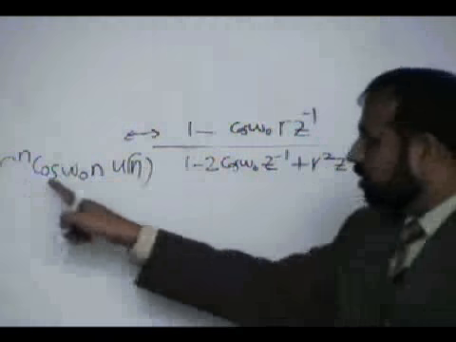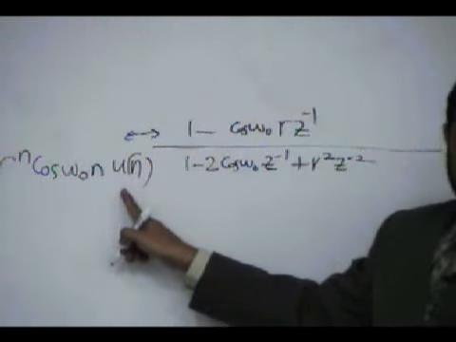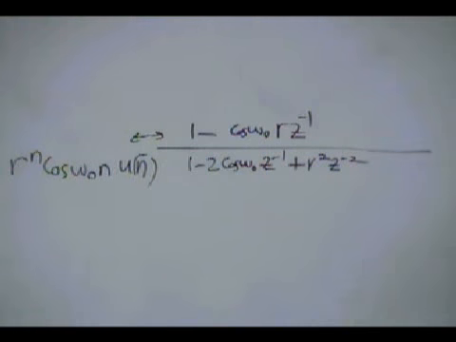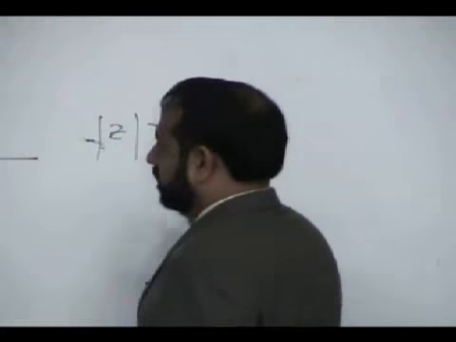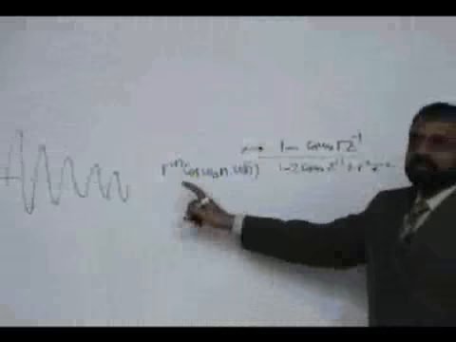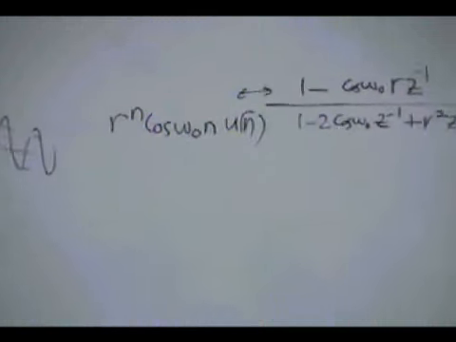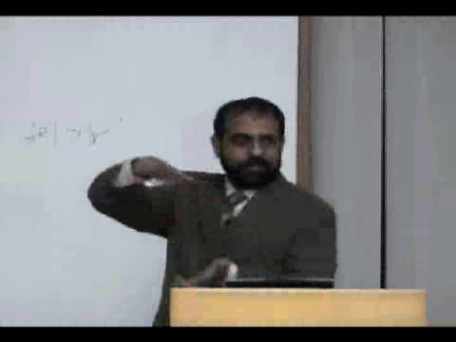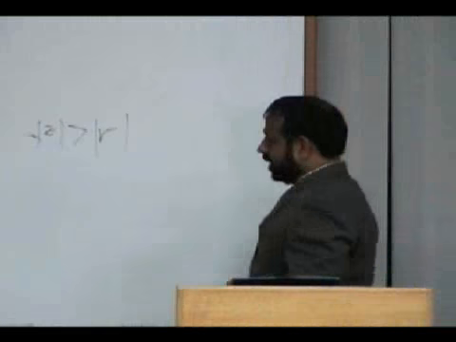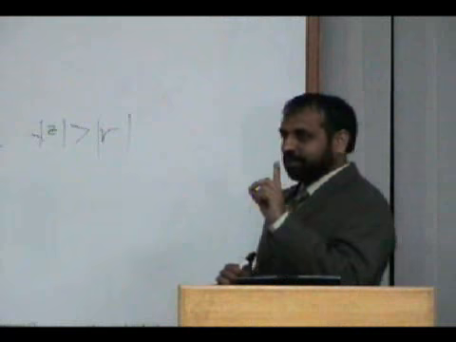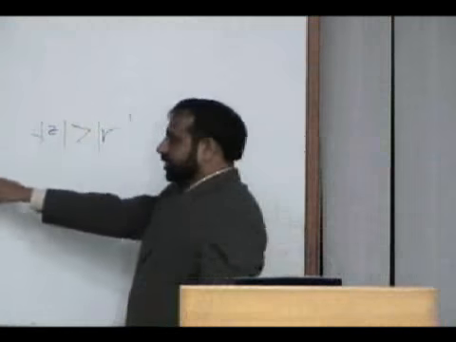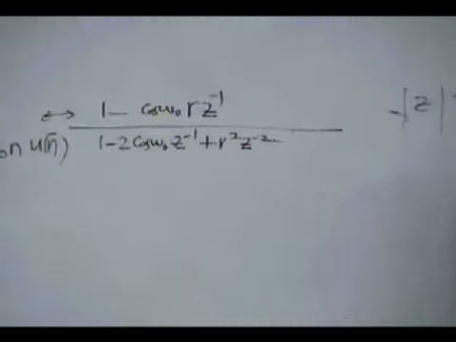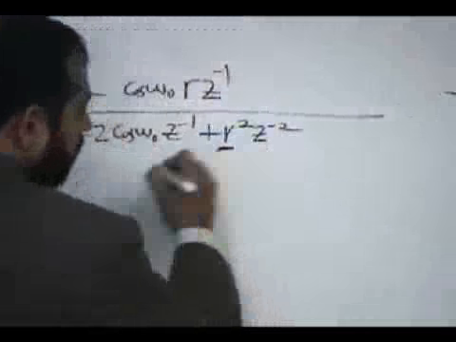So r^n cosine of omega naught n has this Z transform, and its region of convergence is |z| greater than |r|, whatever this r is. This is not the Z transform variable; this is the r which is running with the cosine. So this r must be this, meaning it should be a decaying exponential. But the important thing is, now this is the expression, and here you see r square.